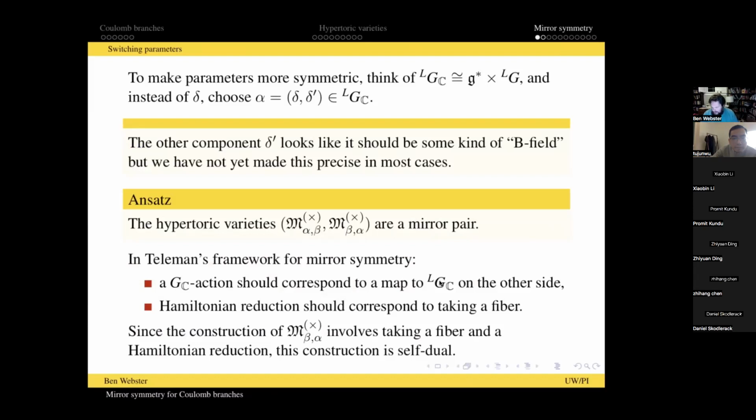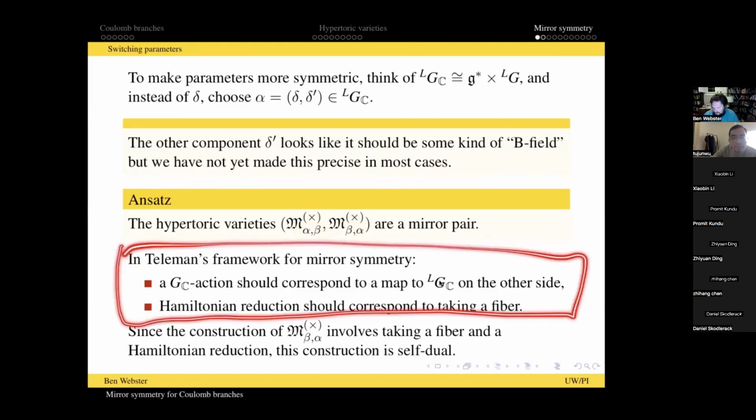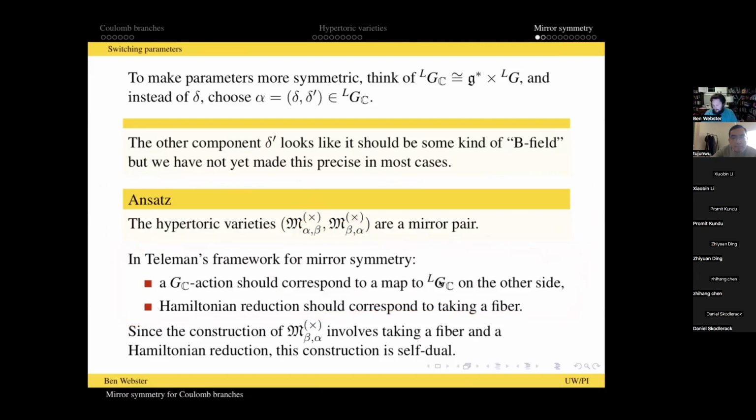And the reason that I want to do this is that this is much more symmetric for mirror symmetry. And this cross here tells me I'm taking a multiplicative hypertoric variety. They depend on two parameters. And what should happen is that when I swap those parameters, I get a mirror pair. Basically, one of those parameters is telling me the complex structure, and one is telling me the symplectic structure.